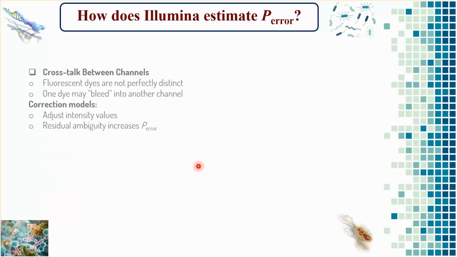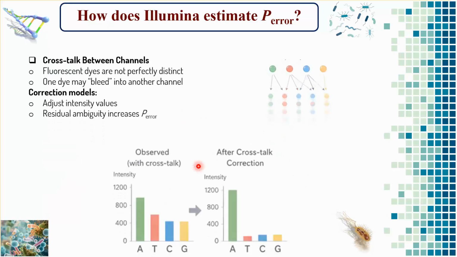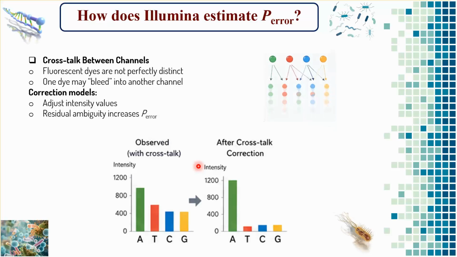Next factor, crosstalk between channels. Fluorescent dyes are not perfectly distinct. Sometimes a signal from one dye can bleed into another channel. Correction models try to fix this. They adjust intensity value, as we can see here, with crosstalk and after crosstalk correction. But some ambiguities still remain, which increases the probability of error.